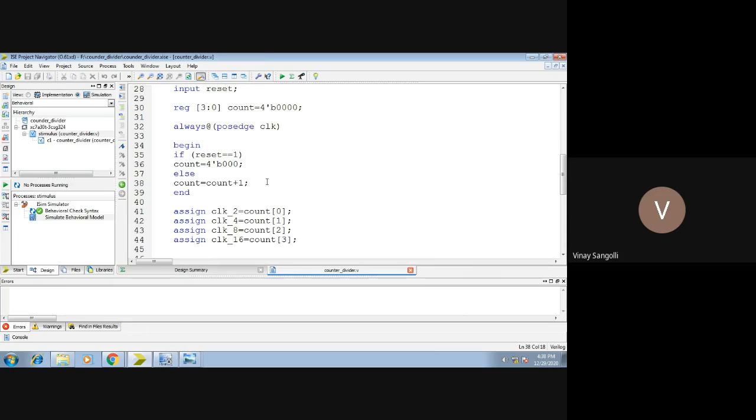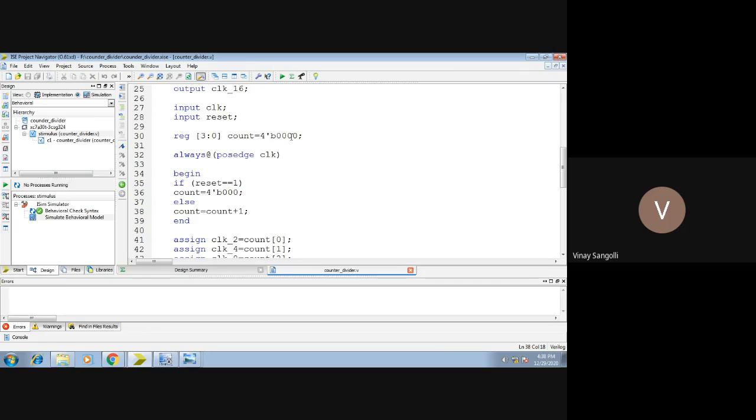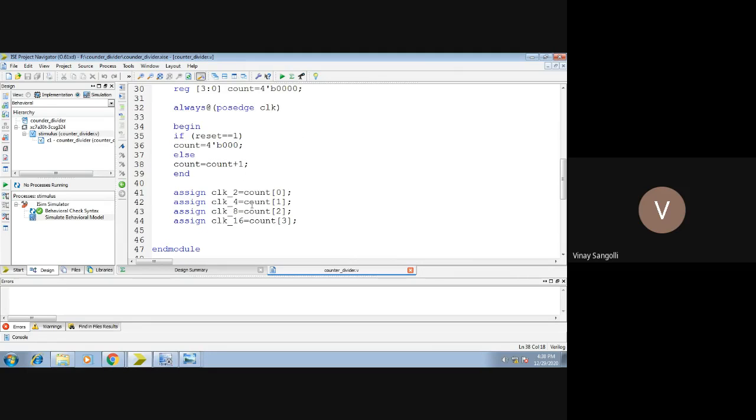Next is what now, friends? We need to divide it. How to divide it? As you can see, our count has 4 bits. That means if I want to only divide by 2, then I will be taking the LSB, which is count 0. Is that clear? I'll be just taking the LSB.